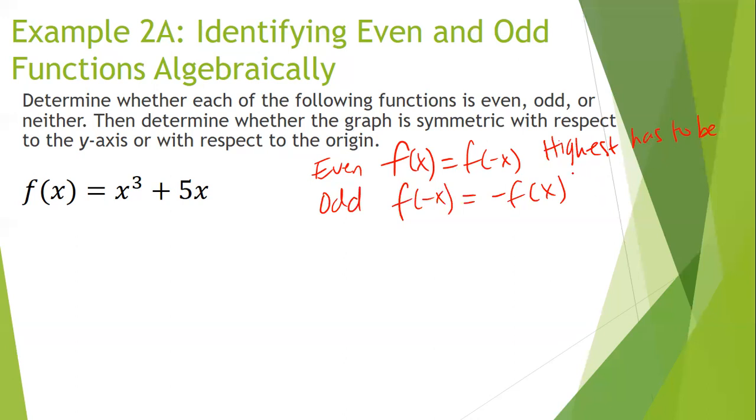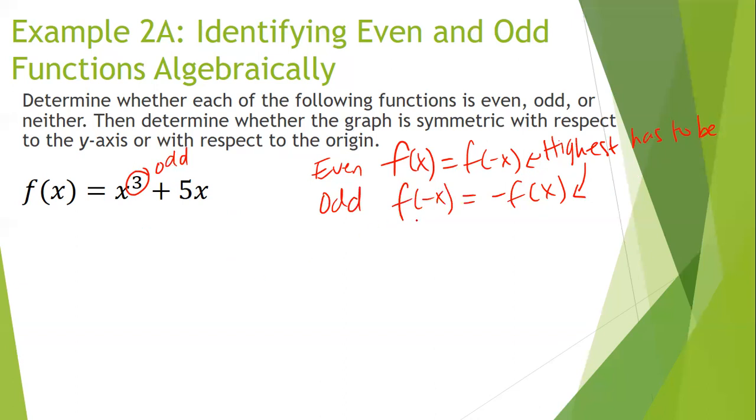If something's odd, then its highest power has to be odd. So that's the first thing you want to check. Is the highest power of the equation even or odd? Okay, so we look here. What is our highest power? 3, and what is that? Odd. So we're going to test for whether it's odd or not.